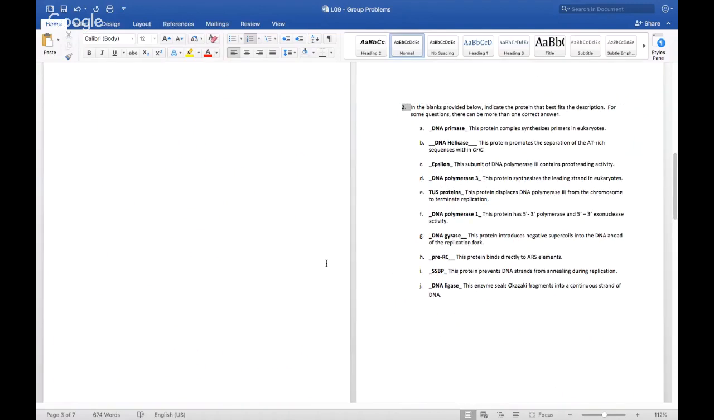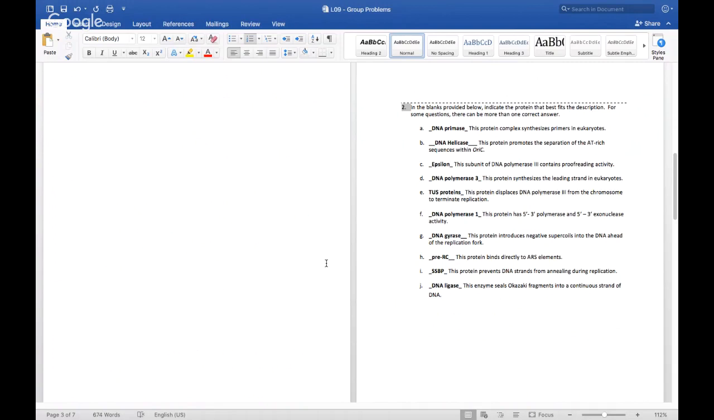This is our wonderful vocab page, or important terms to know, and so it's filling in the blank. For letter A, the protein complex that synthesizes primers in eukaryotes, obviously, is the DNA primase. Important role there. For B, the protein that promotes the separation of the AT-rich sequence within the origin of replication, that's helicase, which acts like a wedge to help separate the double helix.